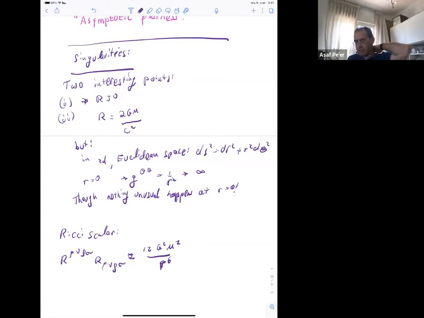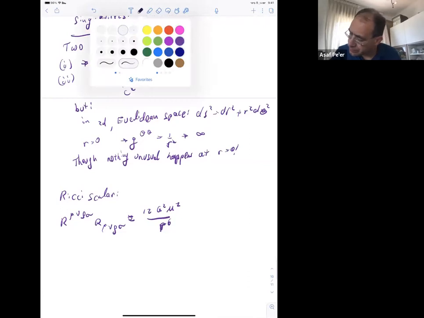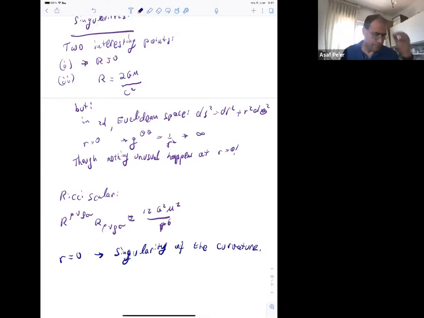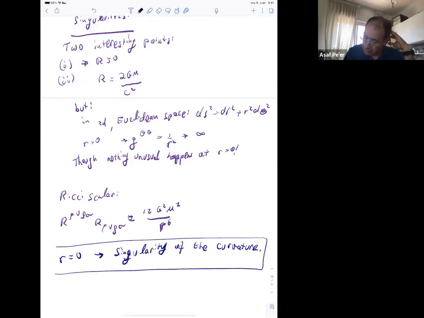So when R is equal to 0, the Ricci scalar goes to infinity. And so we call this point a singularity. So R equal to 0 is known as the singularity of the curvature. And this R equal to 0 really represents a singularity. Something bad happens there to the coordinates. Something really bad happens there.